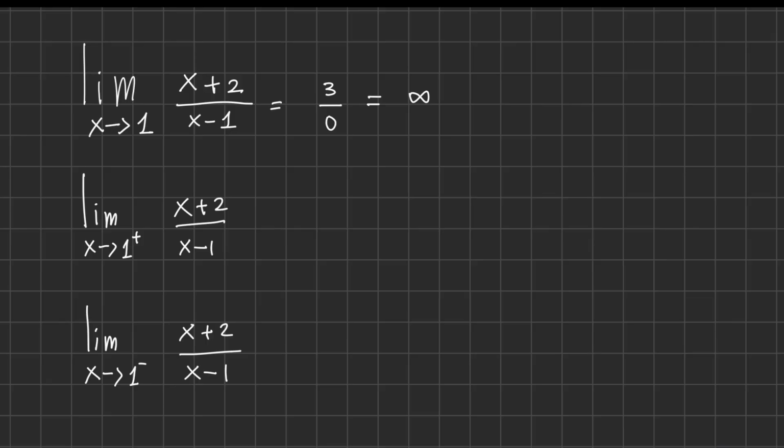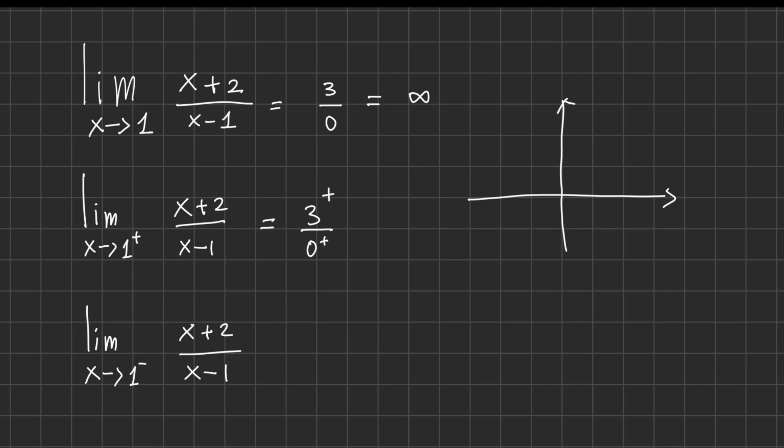So let's start from the right side. So as x goes to 1 plus, the numerator goes to 1 plus 2, which is 3 plus, divided by, now x is slightly bigger than 1, because it's going from the right side. So if we draw a little plot, we are approaching 1 from this side. Well, we are gonna get to a 0 plus.